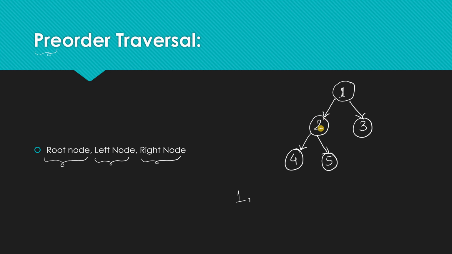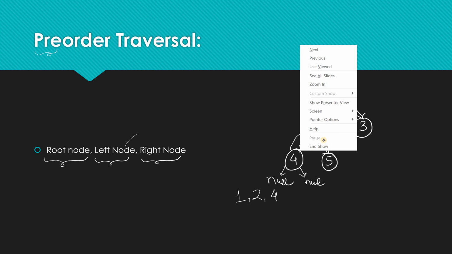Then again on this node we will first explore this node. The value of this node is 2. Then we will explore the left node again. On the left node we first explore this node. The value of this node is 4. Now the left of this node is null, right? So we cannot proceed further. Okay. Then we will explore the right of this node. The right of this node is also null, right? So we explored this node completely. We'll go back. For this node, we already explored the left portion.